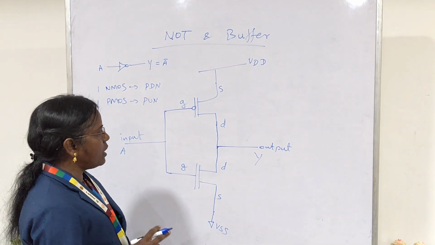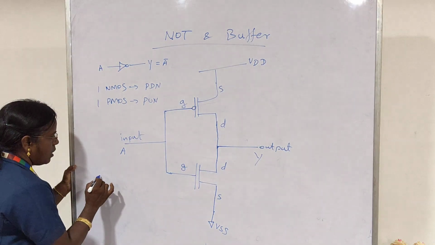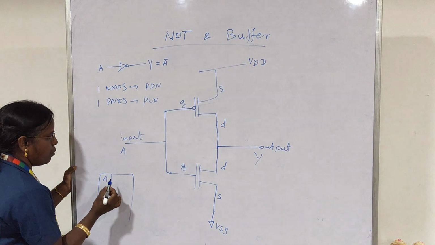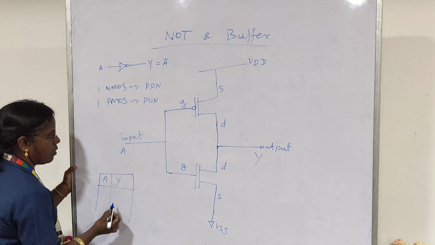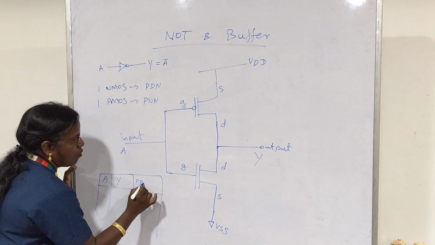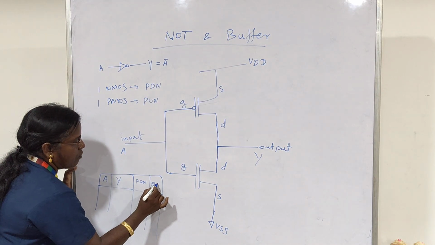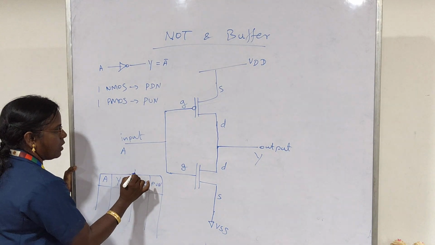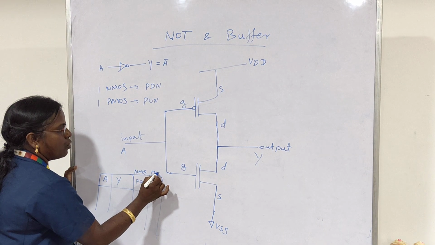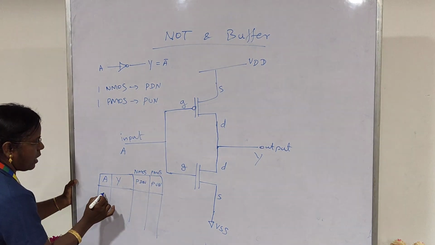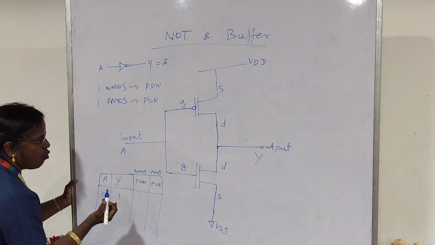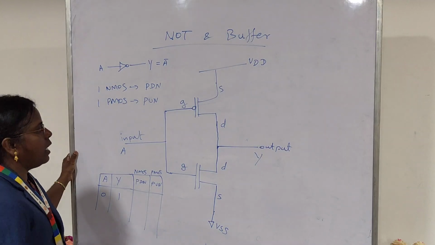So how does it function? Take the truth table for the CMOS inverter. Take input A and output Y, and meanwhile we can consider the status of the pull down network and pull up network also. The pull down network is constructed using NMOS, and the pull up network is constructed using PMOS. Take the input variable A value as 0; at that time the output must be 1. How does it happen in the circuit?